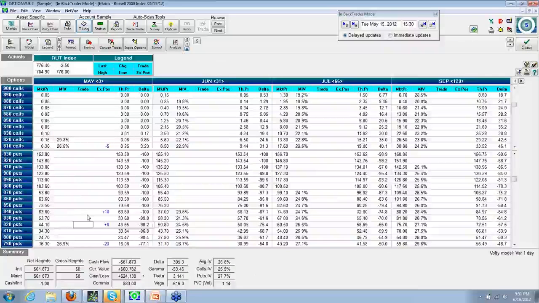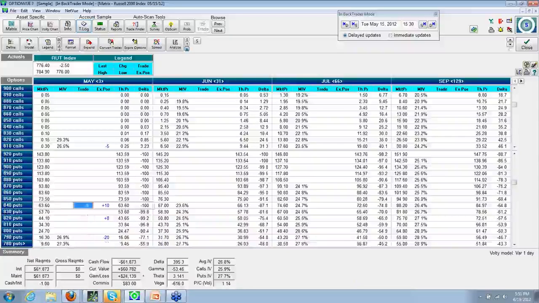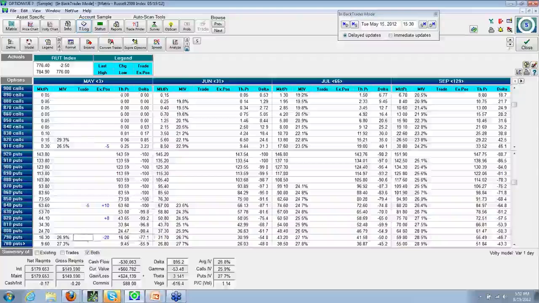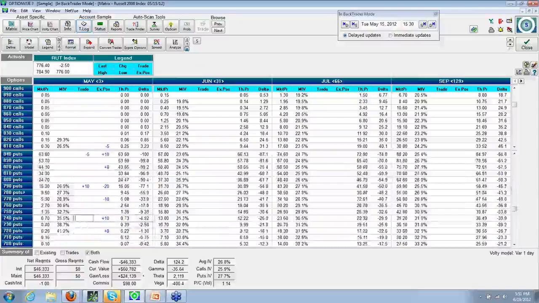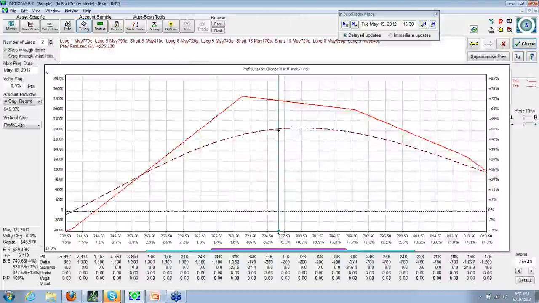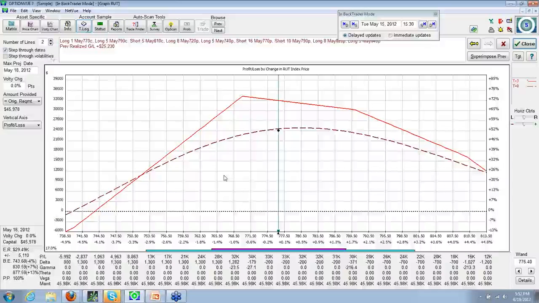So let's start pulling out some 590s. We might as well start scaling out. We're going to come out anyway. Plus 10, minus 5. That cuts us down to 148, puts us in a position that looks like this. I think that's good. So let's go with that. Let's convert this over.